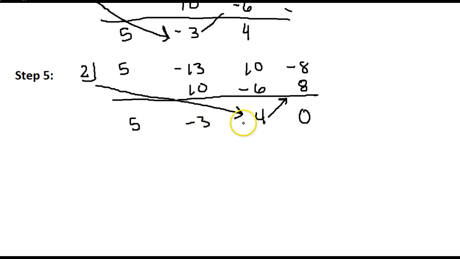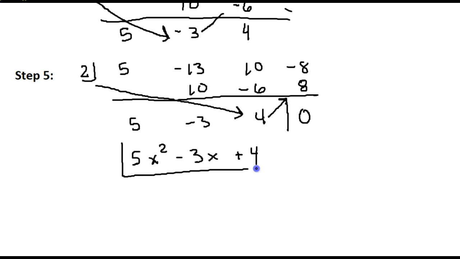So we have 5, negative 3, 4, and 0. So we have 5x squared, and our next number is negative 3, so our coefficient is negative 3. 5x squared minus 3x plus 4. And then this last 0 represents our remainder. So we have a remainder of 0, which means that our original divisor, x minus 2, went evenly into our dividend. So our answer is 5x squared minus 3x plus 4.